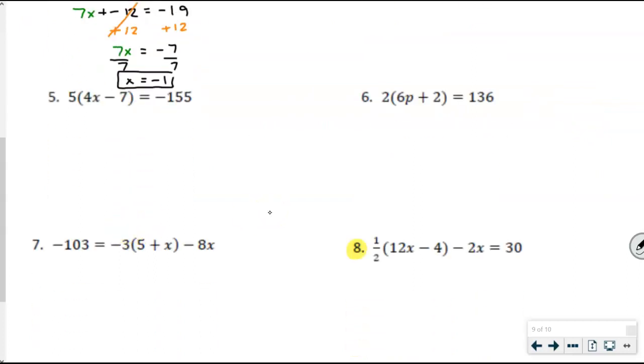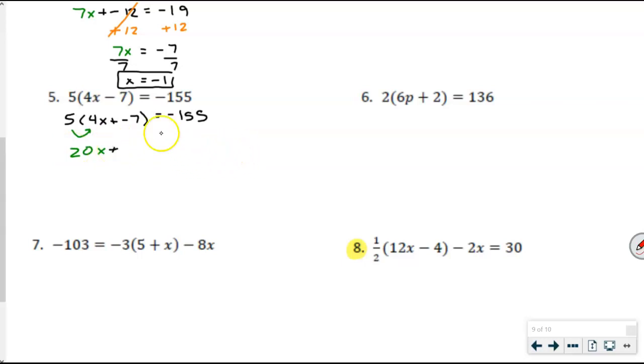Again, I see subtraction, so I'm going to change that subtraction to adding a negative. And the reason I'm doing that is because I have 5 groups of what's going on here. So if I have 5 groups of 4x, you can think about that, even if you don't draw it, 4x, 4x, 4x, 4x, 4x. So that means I'm going to have a total of 20 x tiles.